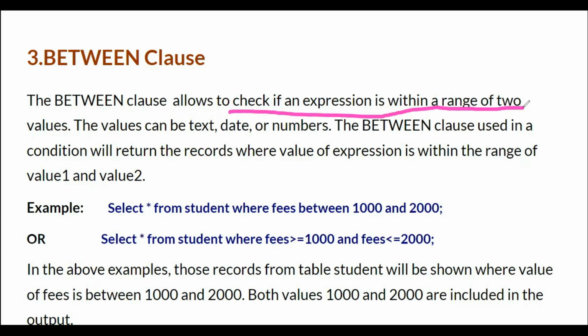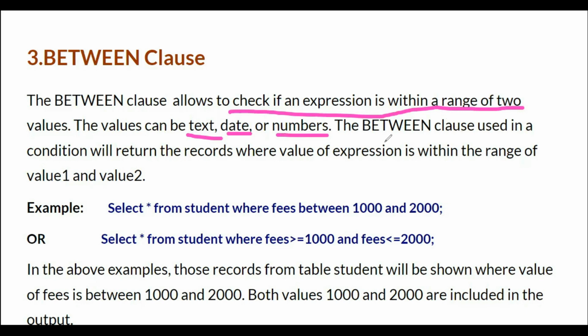You have, for example, morning 9 a.m. to evening 4 p.m. So 9 a.m. included, 4 p.m. included. In between, whatever work you have done, everything needs to be recorded. In that case, you will go with between. It can give these between values for text, date, and numbers. So for all three different data types, you can use between.